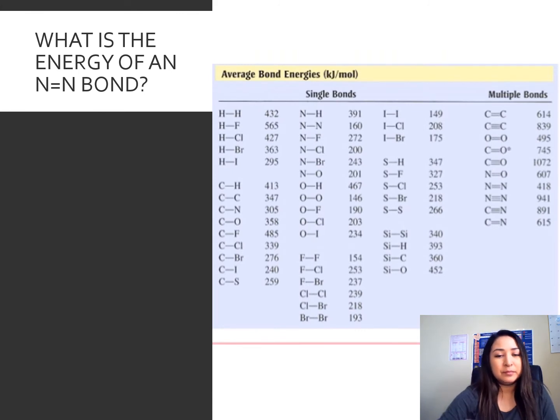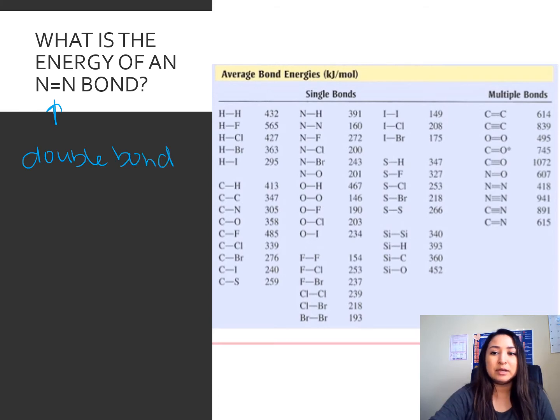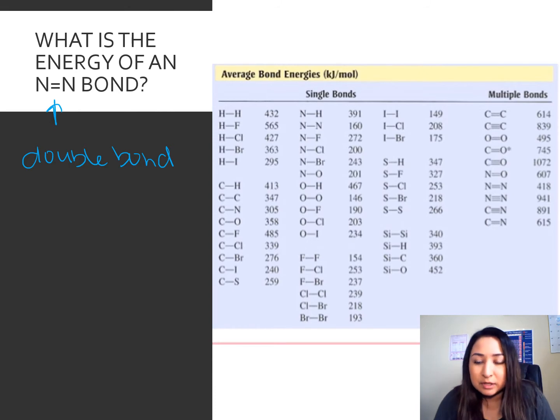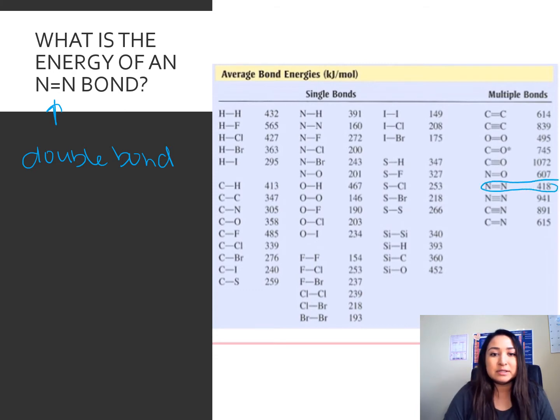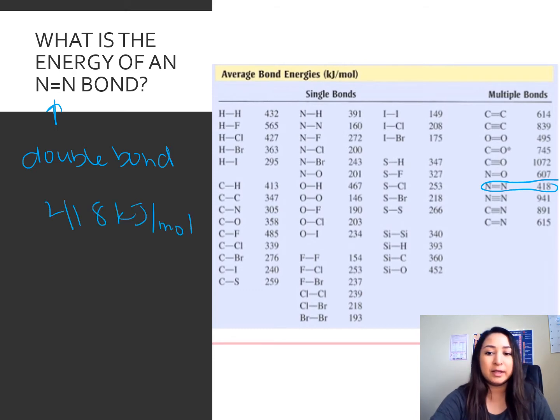Now let's look at this one. I see an N with 2 lines bonded to another N. Now the 2 lines, they represent a double bond. So it is an N double bonded to another N. Now if you look over here on our chart, this one would not be the answer. The 160 would not be it because that is single bonded. So if you continue looking, I see an N that is double bonded and the one below it is triple bonded, but we're looking for the one that's double bonded. So this 418 would be our answer in kilojoules per mole for N double bonded to another N.